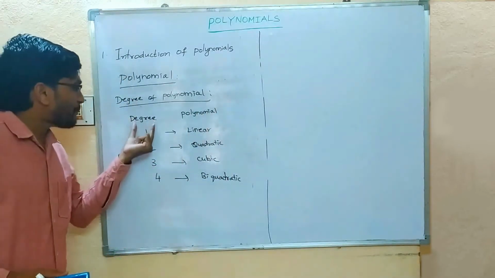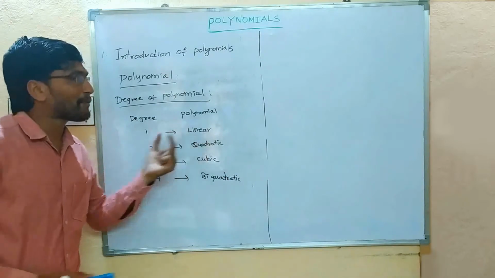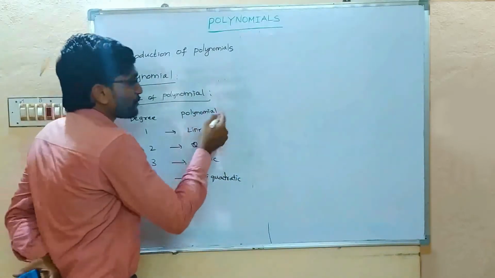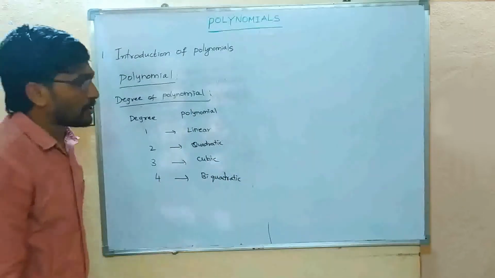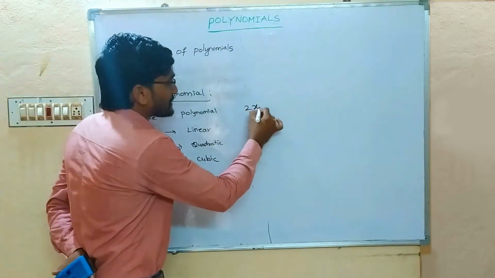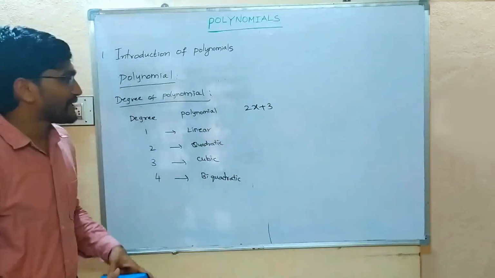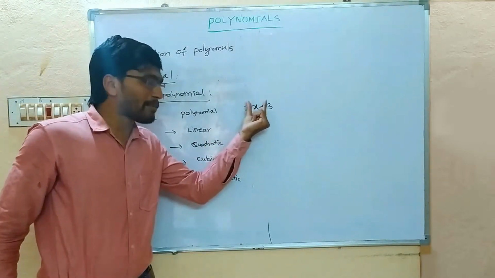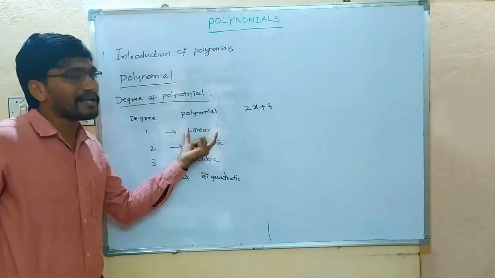If the degree of the polynomial is 1, then it is called a linear polynomial. What is the general form of a linear polynomial? First, let's take an example: 2x plus 3. Here, what is the degree of this polynomial? The degree is 1, so it is called a linear polynomial.